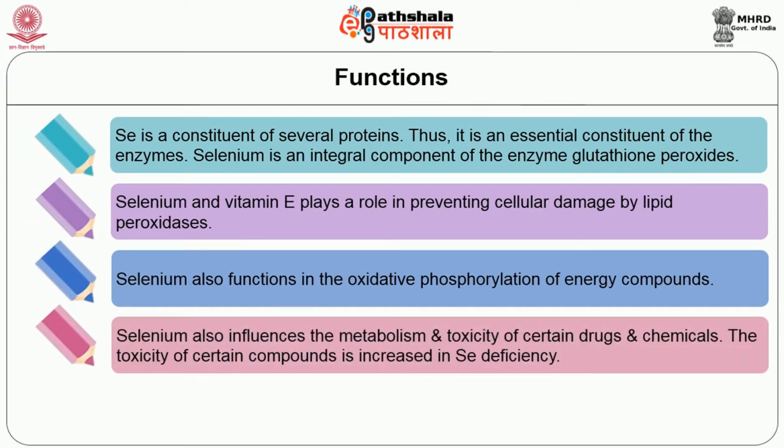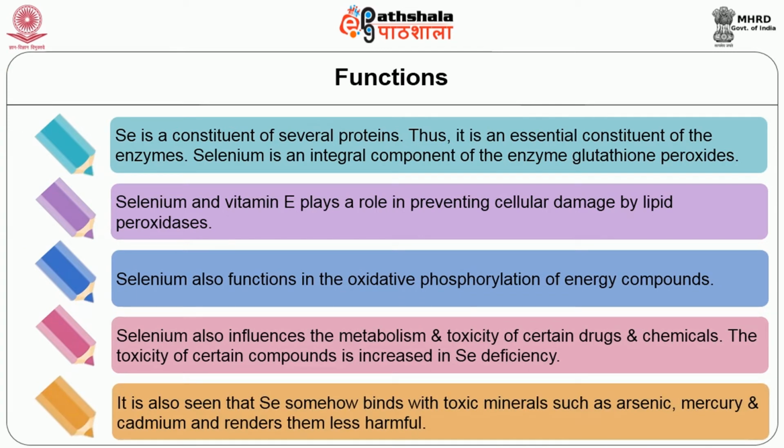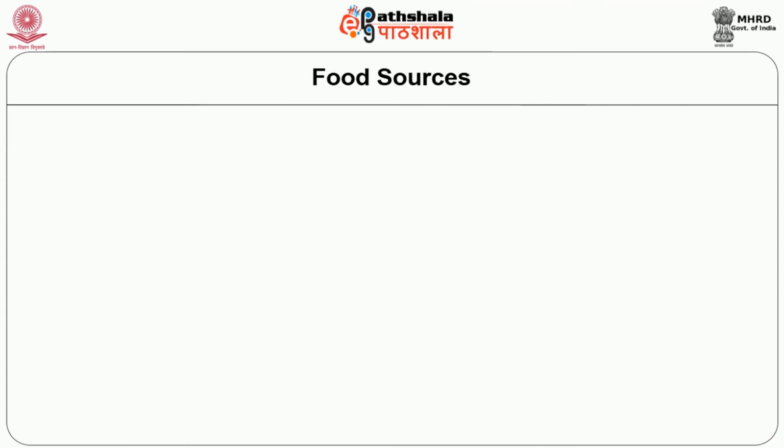Selenium also influences the metabolism and toxicity of certain drugs and chemicals. The toxicity of certain compounds is increased in selenium deficiency. It is also seen that selenium somehow binds with toxic minerals such as arsenic, mercury and cadmium and renders them less harmful. Let us identify some of the food sources of selenium.